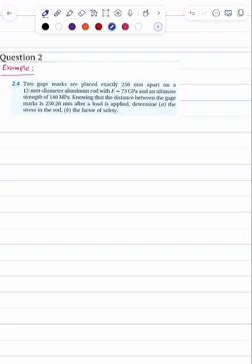Question 2. Two gauge marks are placed exactly 250 mm apart on a 12 mm diameter aluminum rod with E equals 73 GPa and an ultimate strength of 140 MPa, knowing that the distance between the gauge marks is 250.28 mm after a load is applied. Determine A, the stress in the rod, and B, the factor of safety.